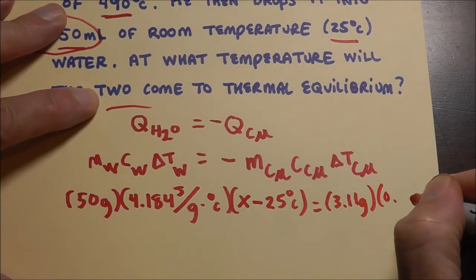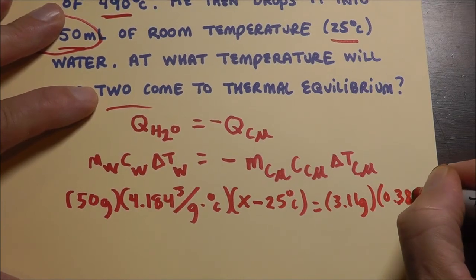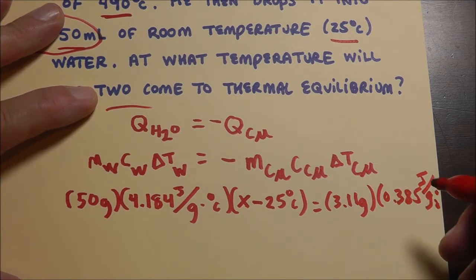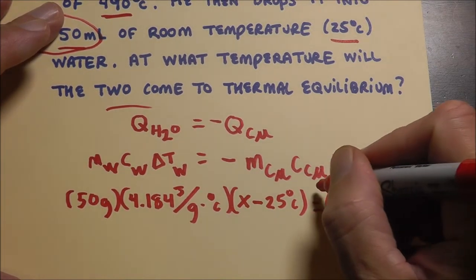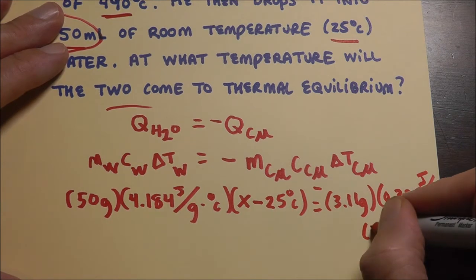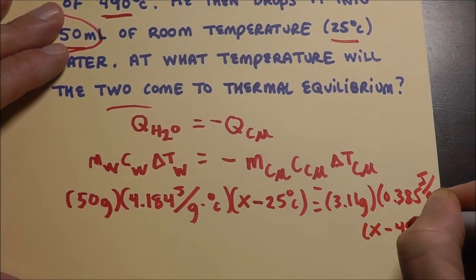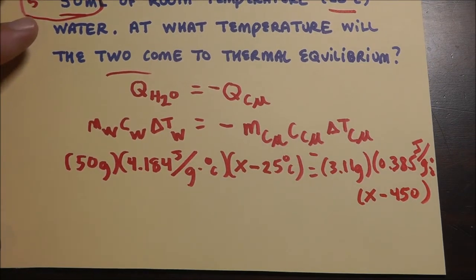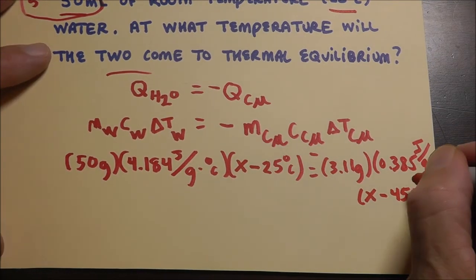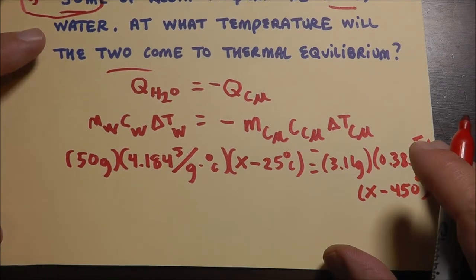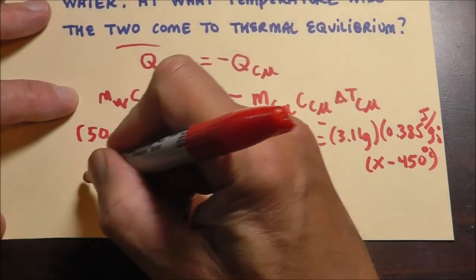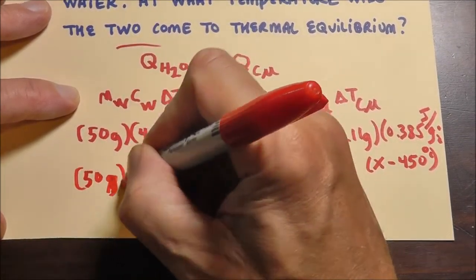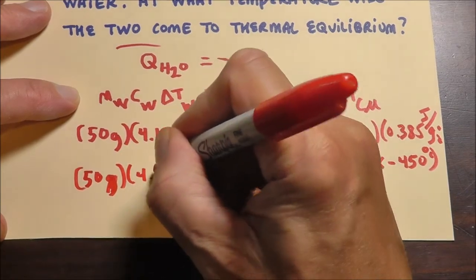0.385 is what the table says the heat capacity is, joules per gram per degree C, times delta T, oops, negative. I had to put the negative in there. X minus 450. Now, you know what I say, folks? It's great to keep track of units, but would you agree with me that X is going to be in degrees C, and this is going to be a lot more mentally healthy for us if we just lose our units for now. I just wrote them out of habit.